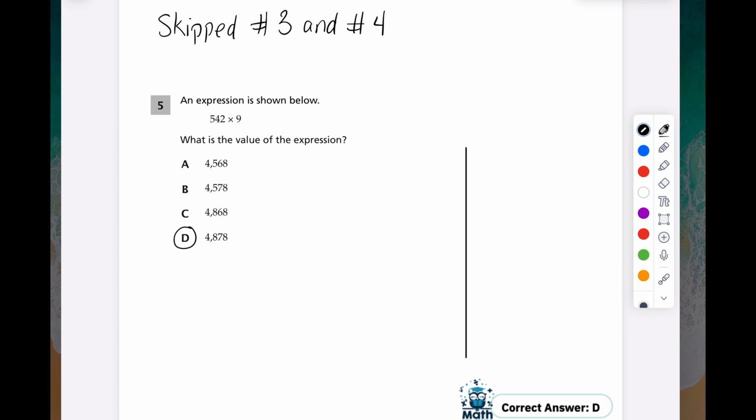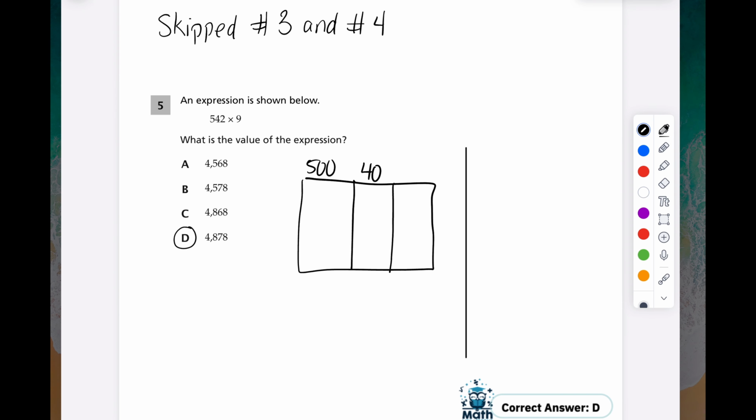So for the area model, I'm just going to take a rectangle and I'm going to decompose 542 into 540 and 2, and I'm going to multiply by 9. And I'm just going to multiply each of these in each box. So 9 times 2 is 18. 9 times 40, in my head I'm just doing 9 times 4, which is 36 times 10. And 9 times 5 is 45 times 100 is 4,500. And now I just have to add these 3 numbers together.